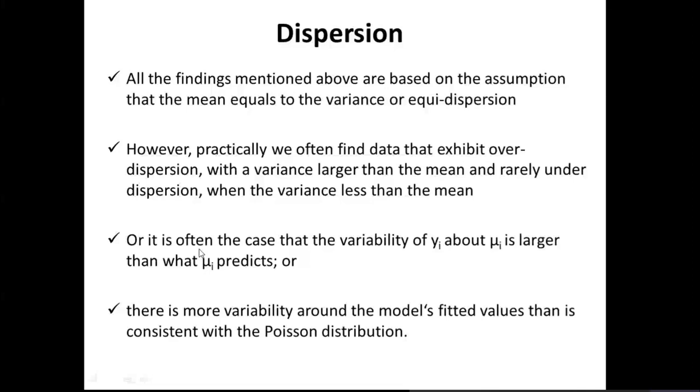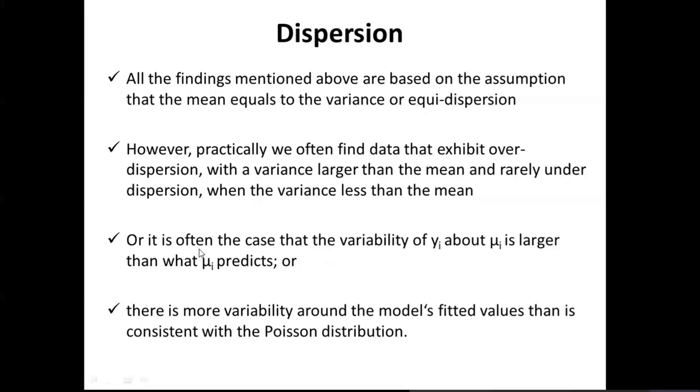Just as we said for ordinal logistic regression the parallel line assumption, for Cox the proportional hazard assumption, and for linear regression the line assumptions, we need to have the equality of variance and mean. That means the dispersion assumption should be fulfilled in the case of count data.